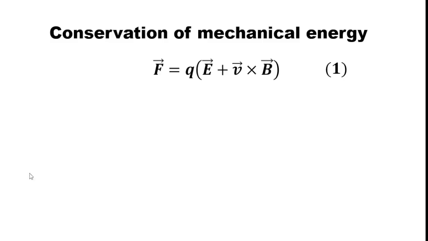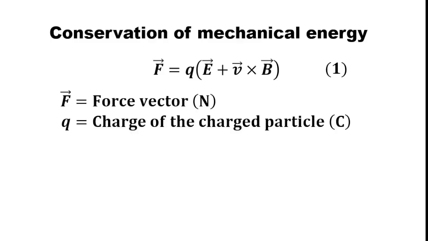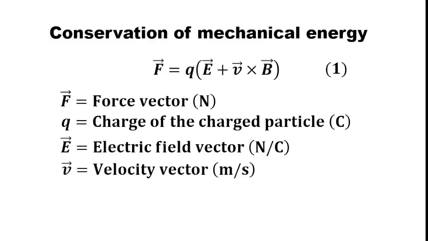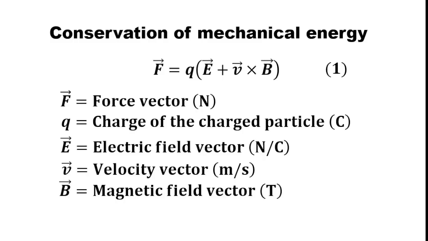In equation 1, F is the force vector. We measure it in newtons in the MKS system. Q is the charge of the charged particle. E is the electric field vector. It is measured in newtons per coulomb. V is the velocity vector. Its units are meters per second. B is the magnetic field vector. It is measured in Tesla in the MKS system.